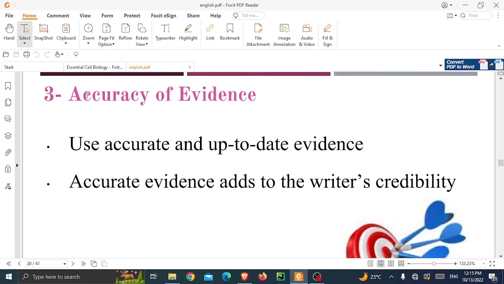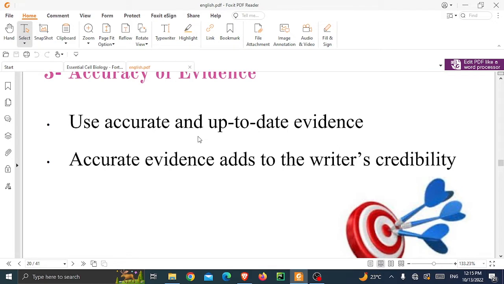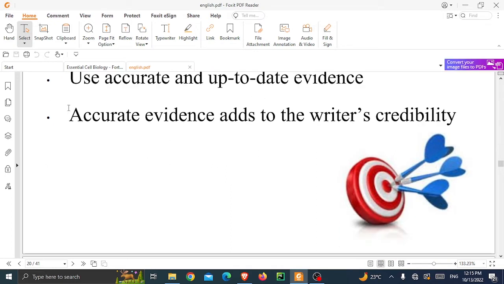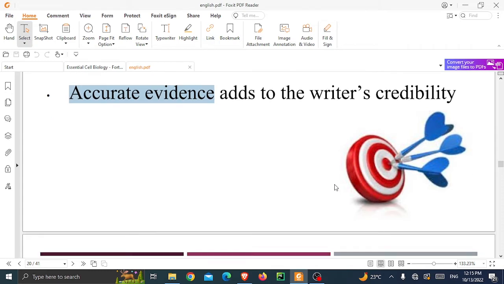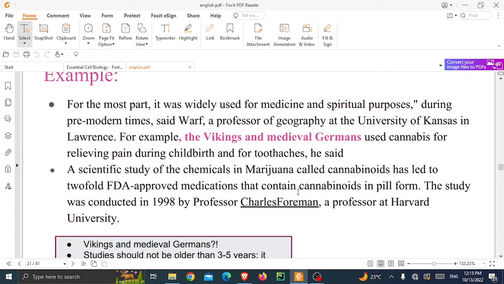And we have the third part of the STAR criteria, which is the accuracy of evidence. Using accurate and up-to-date evidence is extremely essential, especially in research, or in my major, biomedical science. Plus, accurate evidence adds to the writer's credibility, because if the writer uses new evidence, that means the writer is honest and I can trust him and read what he wrote comfortably.